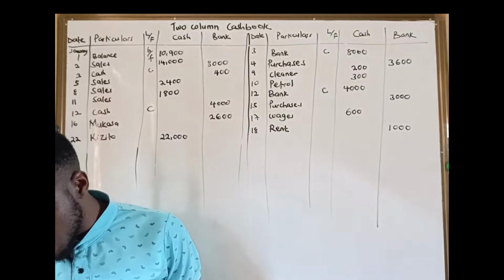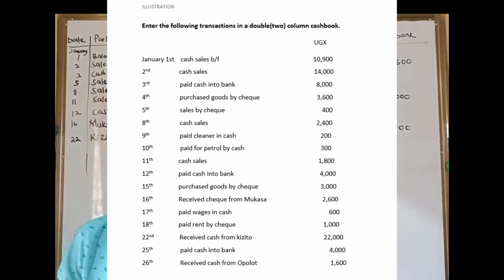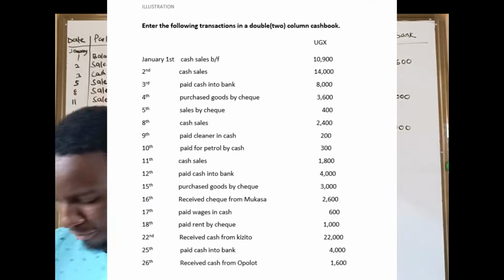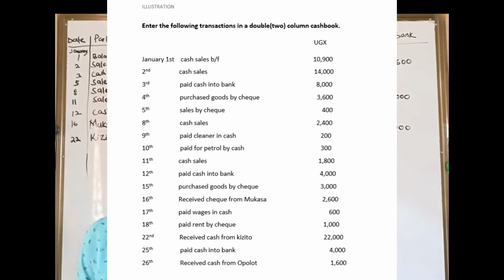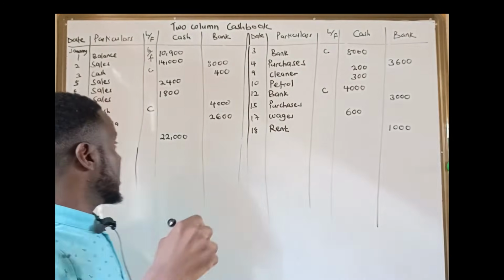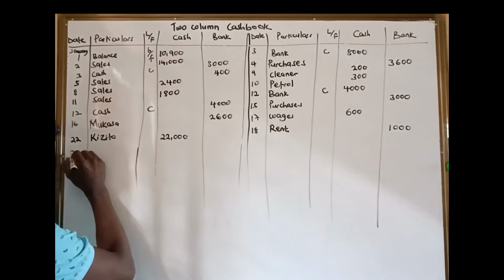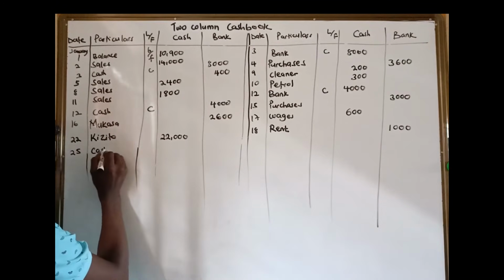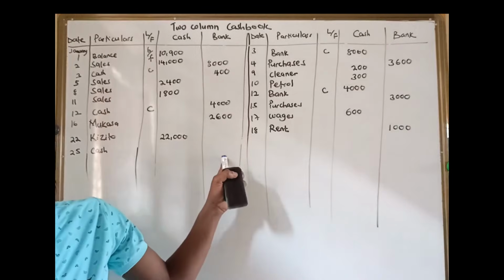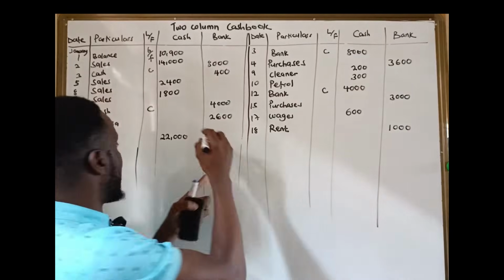Then our next transaction says paid cash into bank worth 4,000 shillings. Paid cash into bank. Now, it's a contra entry still. It's on the date of 25th. So on the 25th, we paid cash into bank and it was worth how much? It was 4,000.